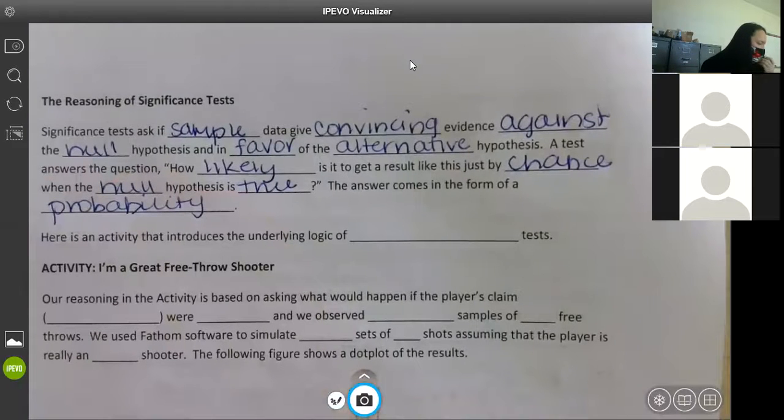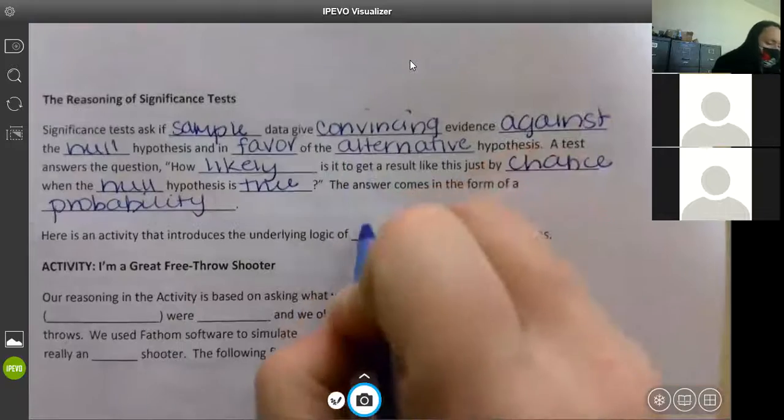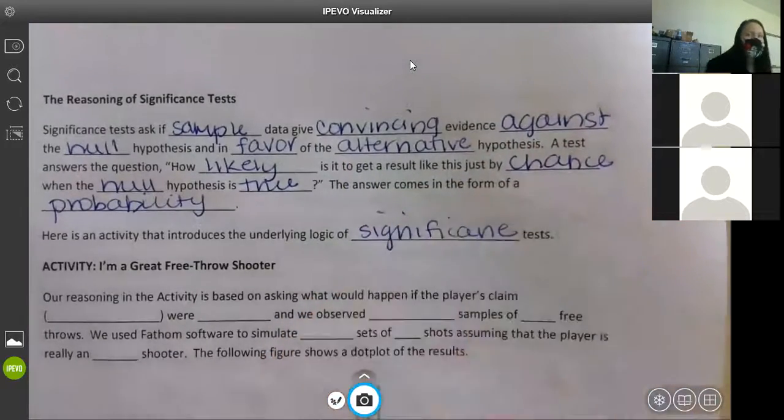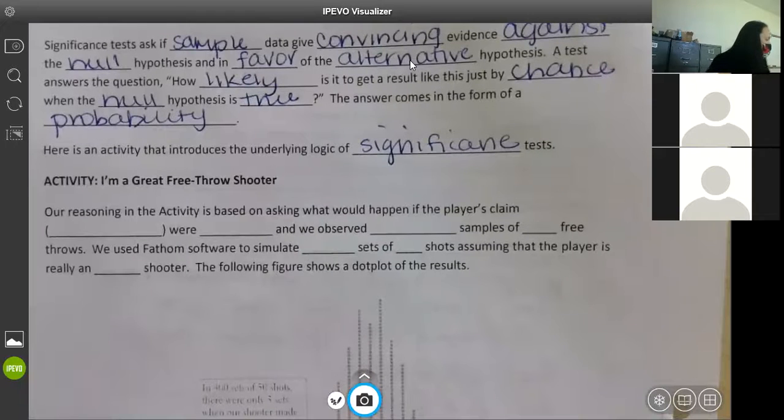Here's an activity that introduces the underlying logic of significance tests. So the activity is a great free throw shooter. I'll go ahead and read it since I have my book open. Our virtual basketball player in the previous activity claimed to be an 80% free throw shooter. Suppose he shoots 50 free throws and makes 32 of them. His sample proportion of shots made is 32 over 50 or 64%. This result suggests that he may really make less than 80% of his free throws in the long run, but do we have convincing evidence that the probability is less than 80? In this activity, you and your classmates will perform a simulation to find out. So we would simulate all of this, okay?